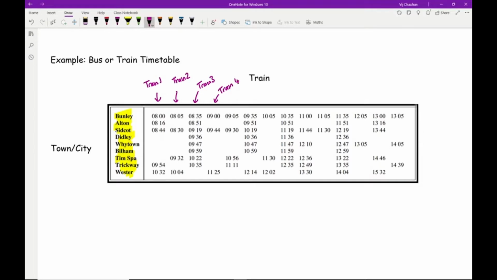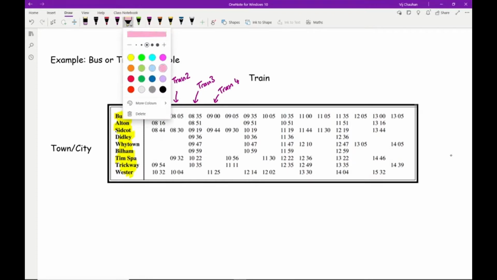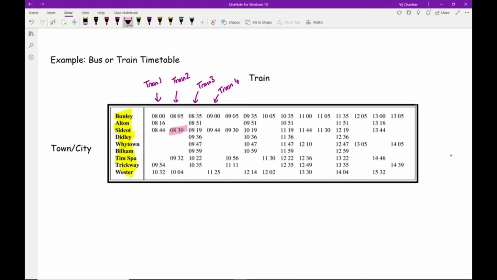Now the names of these trains can change depending on what you call them. So for example, if I get a highlighter, let's go for pink. This train here, what we'd call this train is the 8:30 train to Sidcup. And this train here would be the 12:10 train to Whitetown. And that same train is the 11 o'clock Burnley train, and that's where the destination actually starts.